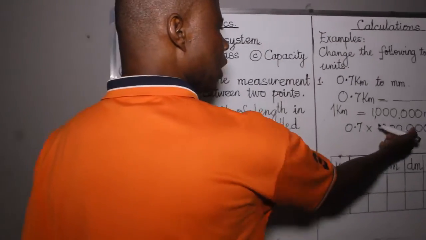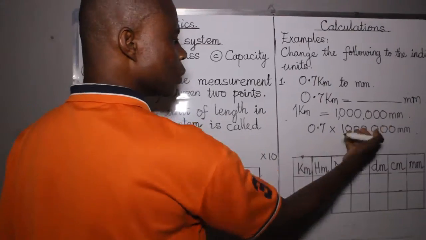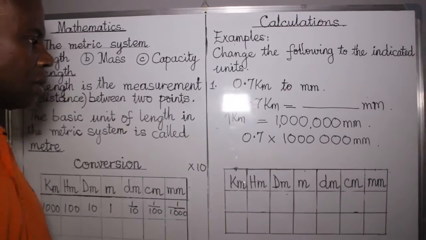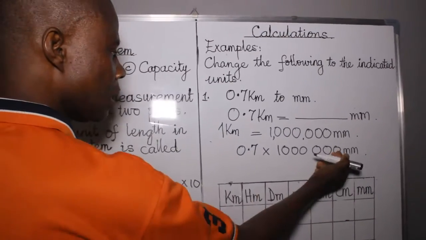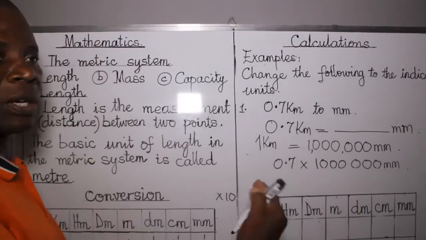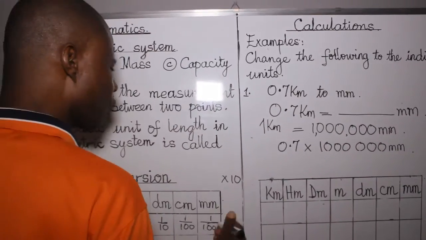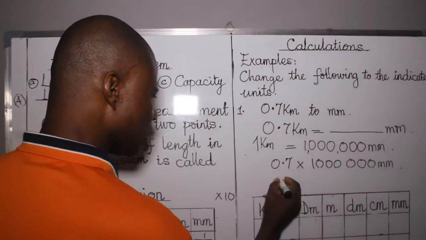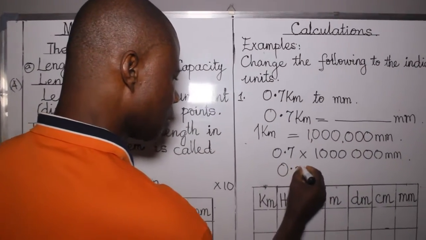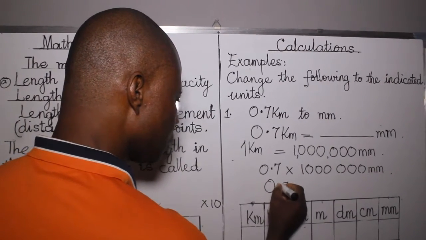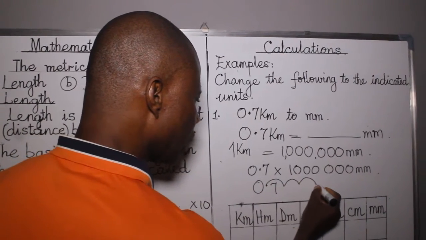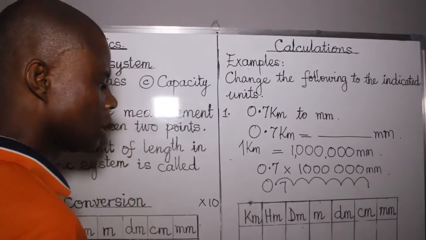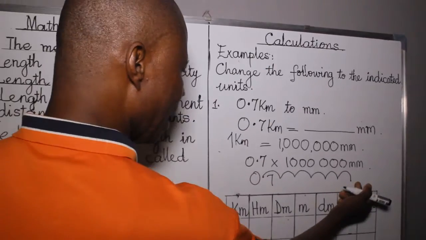Now, to multiply this, what we need to do is just shift the decimal point. When multiplying by 10, we shift the decimal point by 1 digit. Now we are multiplying by 1 million. How many zeros? 1, 2, 3, 4, 5, 6 zeros. So we shift the decimal point 6 times. And we are going from a higher unit to a lower unit, so we move to our right under multiplication. So we have 0.7. We now shift 1, 2, 3, 4, 5, and 6 times because we have 6 zeros. So our decimal point will now move off from here and come over here.